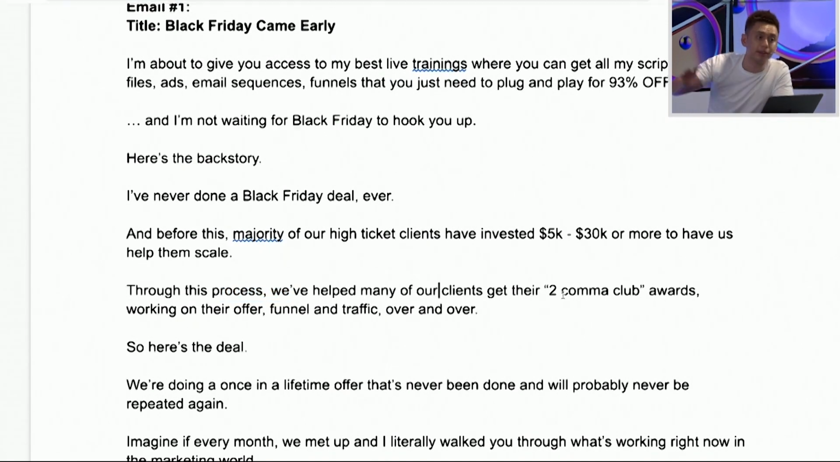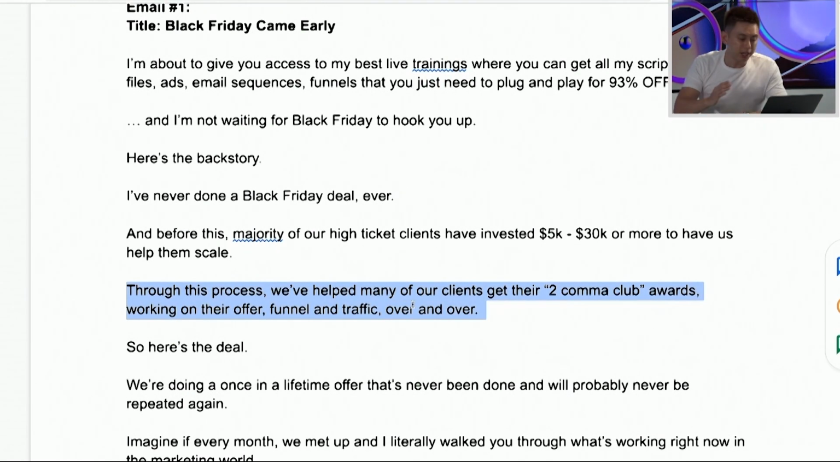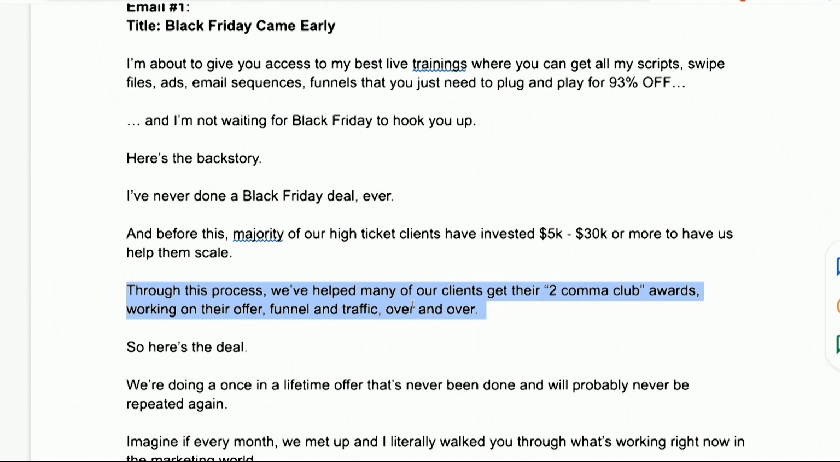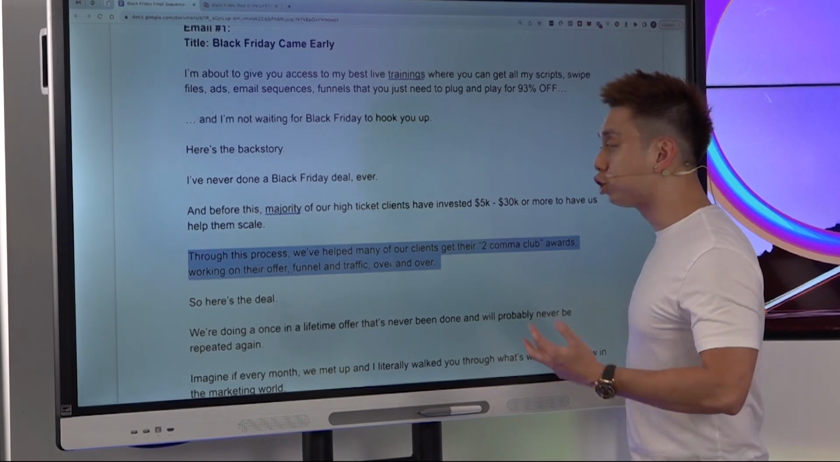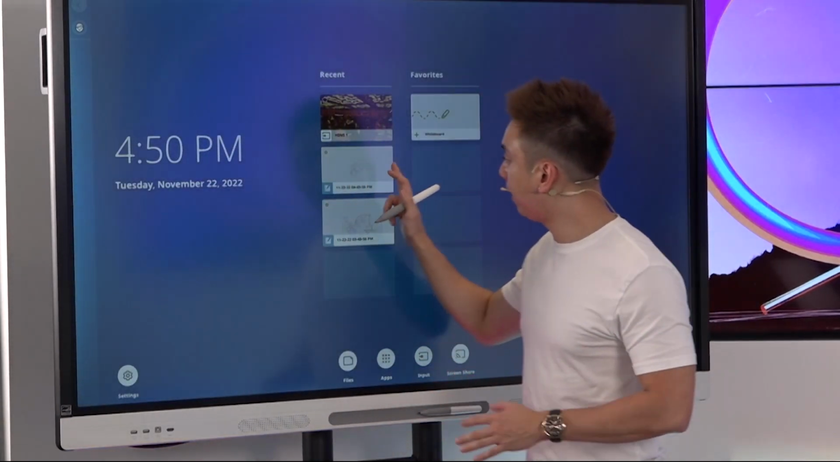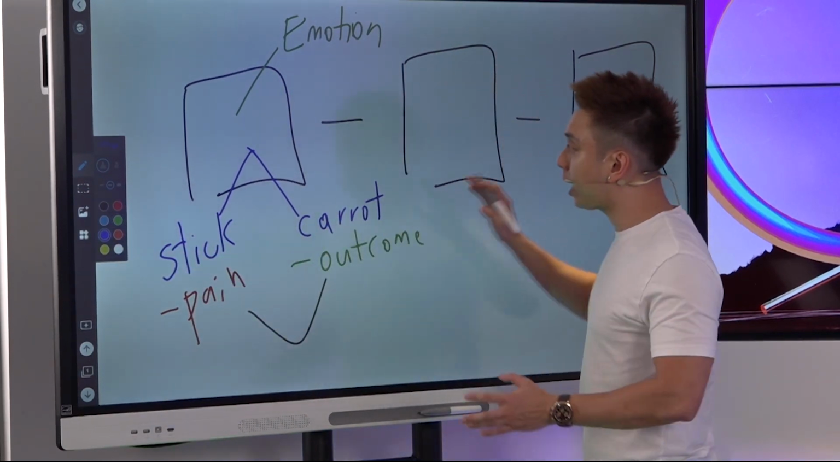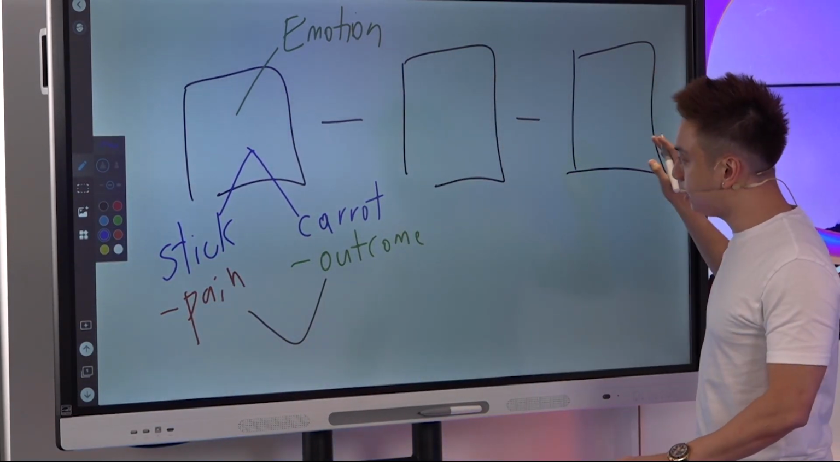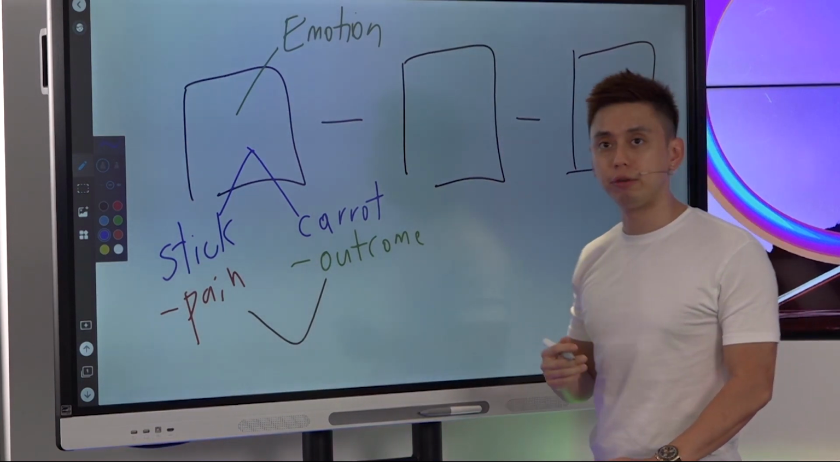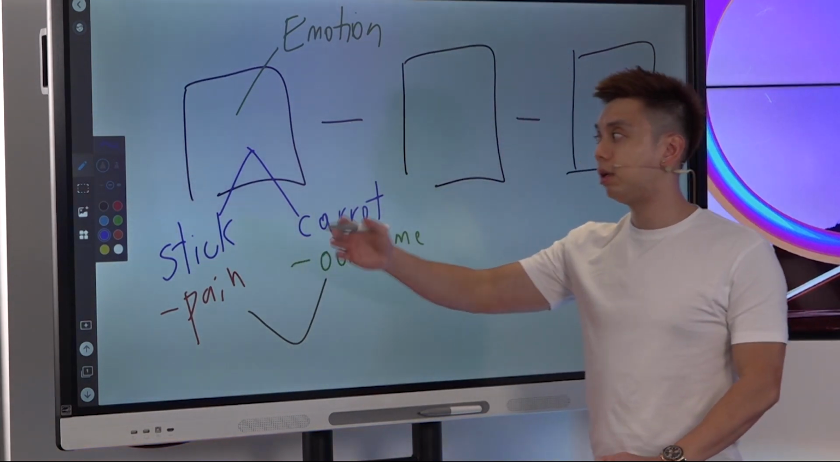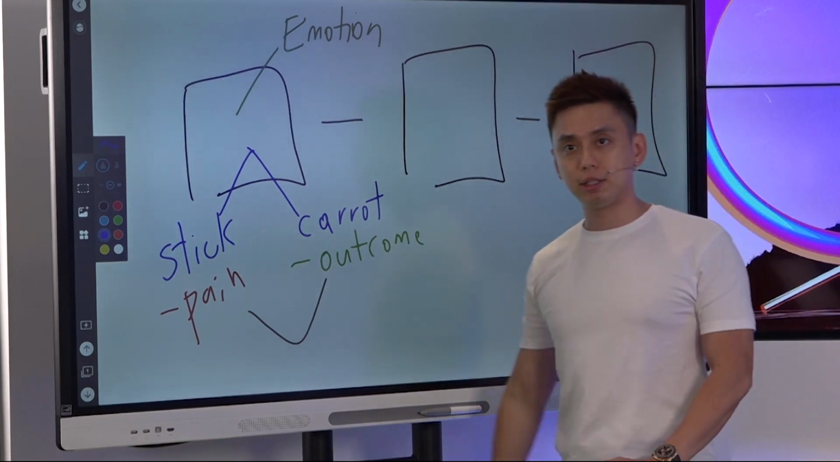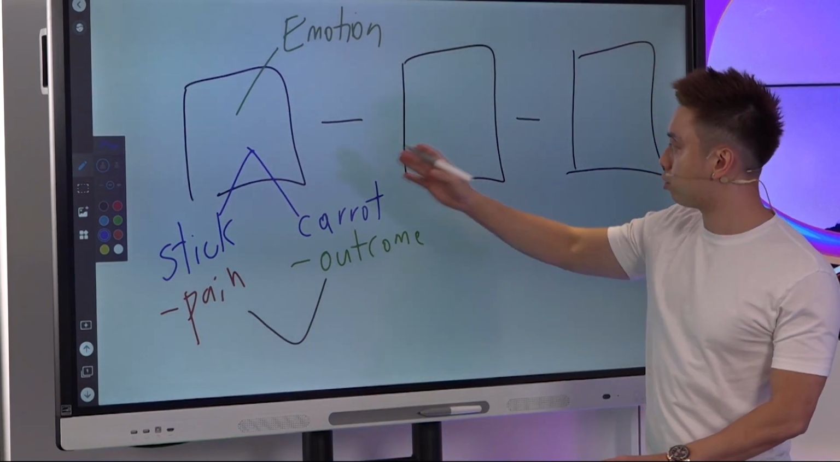We've helped our clients get their 2 Comma Club awards while we work on their offer, their funnel and traffic over and over again. So if you think about it, this is just the outcome, talking about their ambition, what's possible for them, as well as what things could be like if they did things differently. Okay, now this is the first batch of emails. Depending on your campaign, I will split this up into the 3 categories. So if it's a 21-day campaign, it will be 7 emails each. If it's a 10-day campaign, it might be 3 emails each.